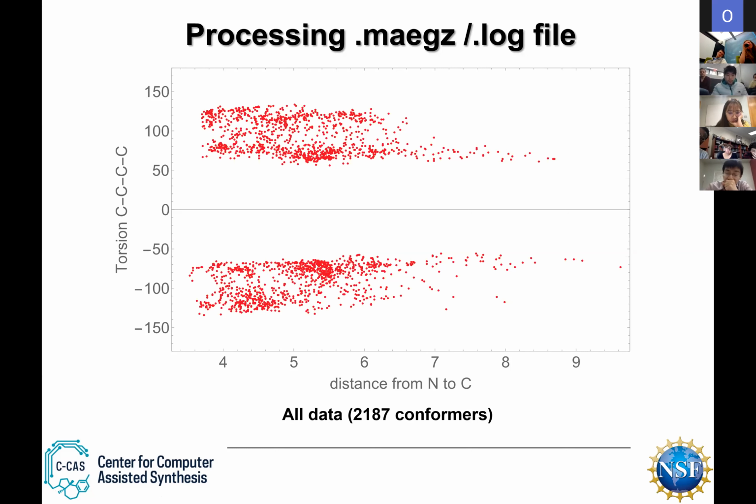What you see here is the torsion versus the carbon-to-nitrogen distance map. This doesn't really tell us anything. What it tells us is that given all the conformers that we have found, there's a considerable amount of what we desire on the top, which is positive torsion, and the negative torsion is found as much as the positive. So this really isn't telling us much about what will be our desired product or what's more preferred.